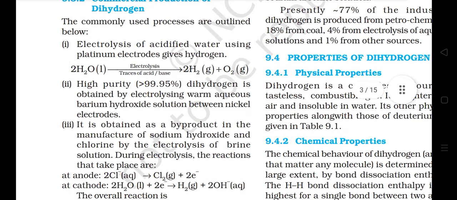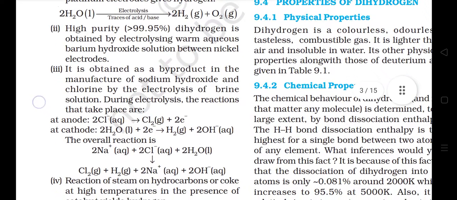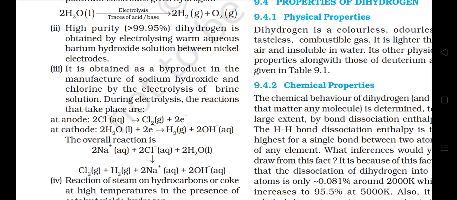1. Electrolysis of acidified water using platinum electrodes gives hydrogen. 2. High purity, greater than 99.95%, dihydrogen is obtained by electrolyzing warm aqueous barium hydroxide solution between nickel electrodes. 3. It is obtained as a byproduct in the manufacture of sodium hydroxide and chlorine by the electrolysis of brine solution.